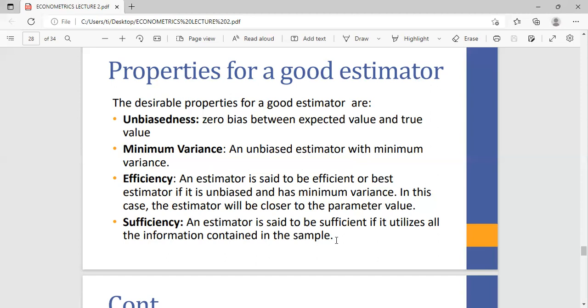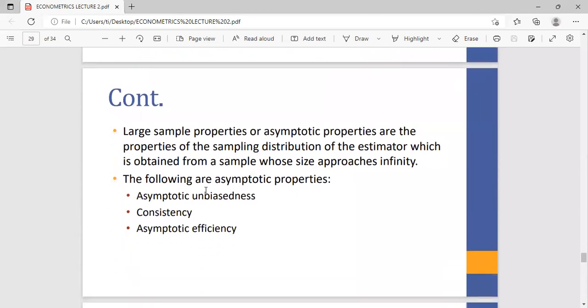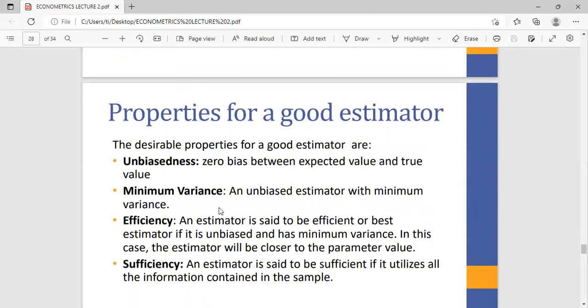Fine. So in econometrics, we talk about something called BLUE, the best linear unbiased estimator. Obviously this particular estimator must have properties like unbiasedness, minimum variance, linearity, and efficiency. Now, one point I would also like to add here: these are the properties of small sample estimators. These are called small sample properties of an estimator.